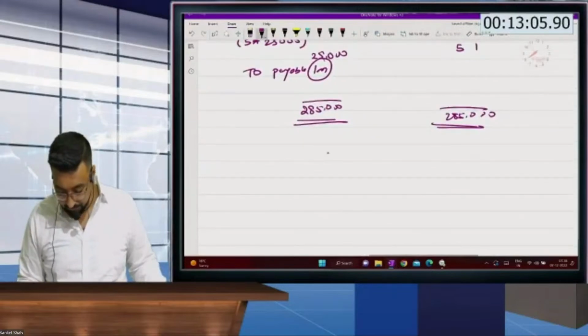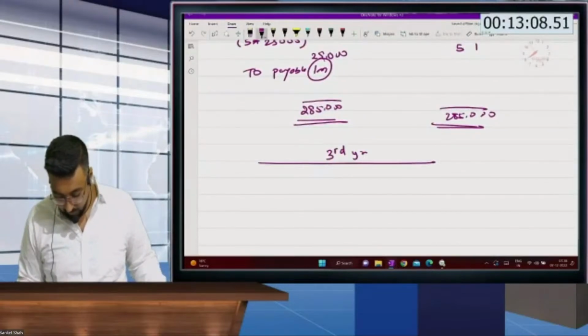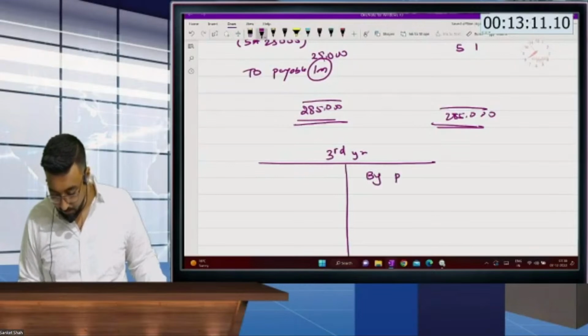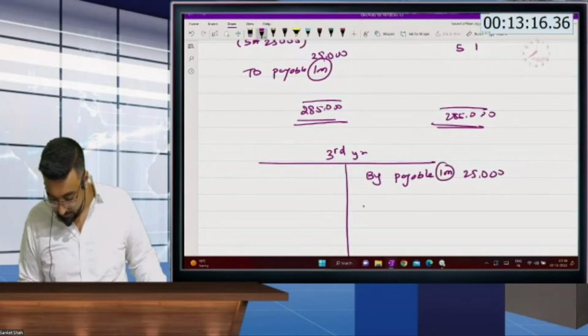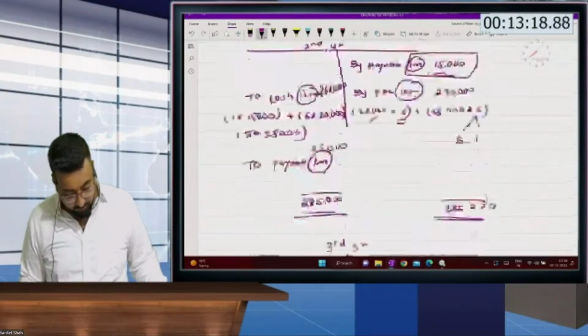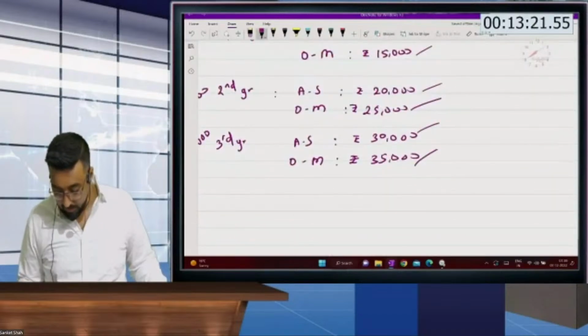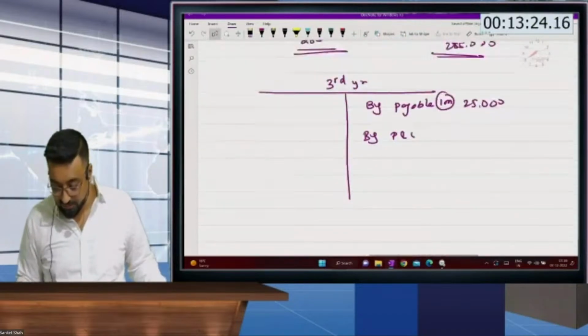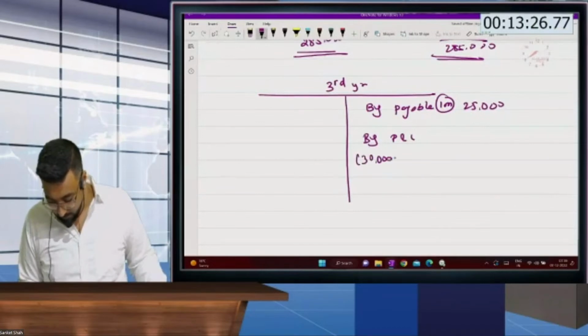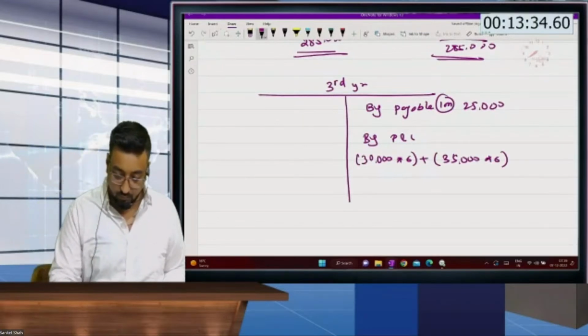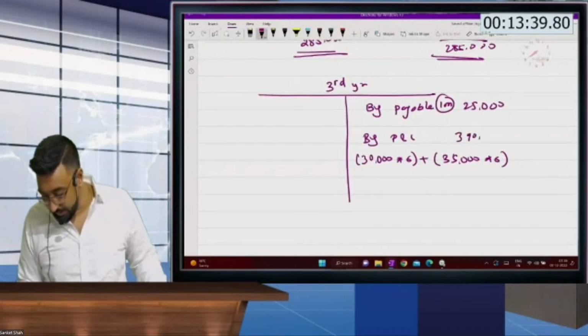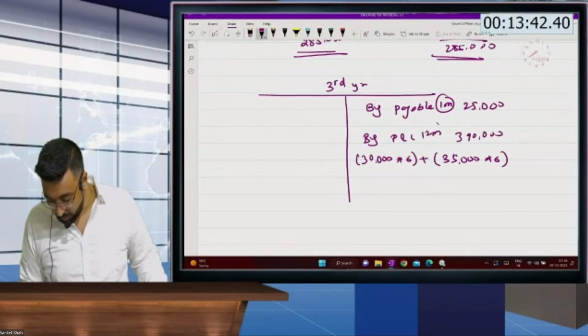Third year, by payable. Yes, beta. Opening will be 25,000 for 1 month. By P&L, 35,000. So 30,000 for 6 months, 35,000 for 6 months. Three lakh 90,000, it is for 12 months.